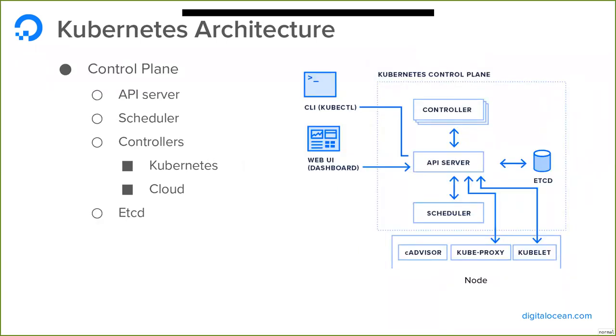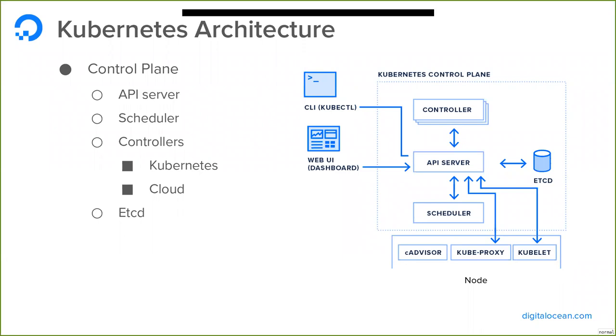So here we'll talk briefly about the control plane. It's broken down into API server, scheduler, controllers, etcd. The API server is essentially the front end for Kubernetes. It's where all of the API operations land. So it has a REST API over HTTP. It stores all of these API objects in the persistent storage backend etcd, and communicates with nodes through a component that sits on the nodes called kubelet.